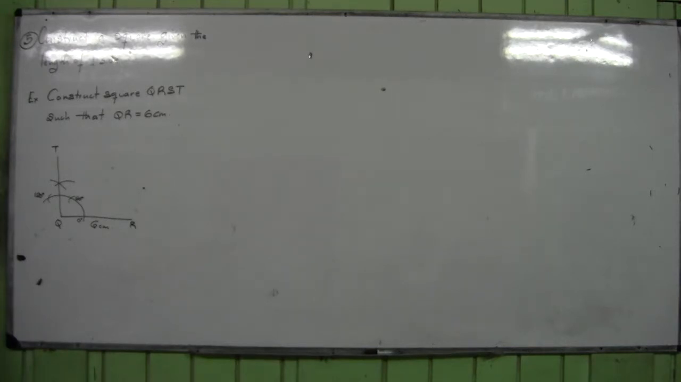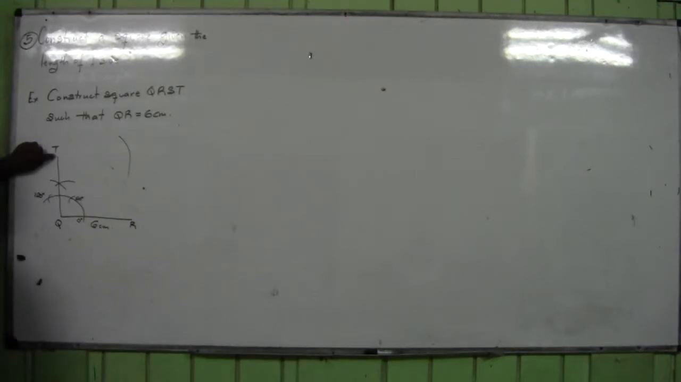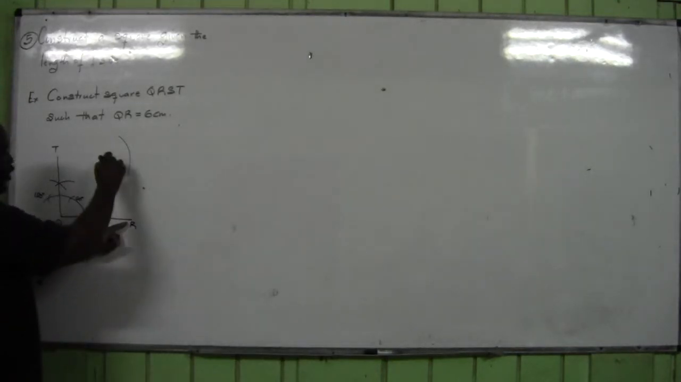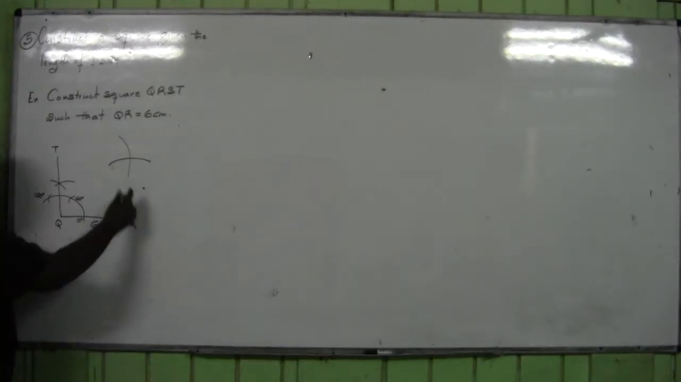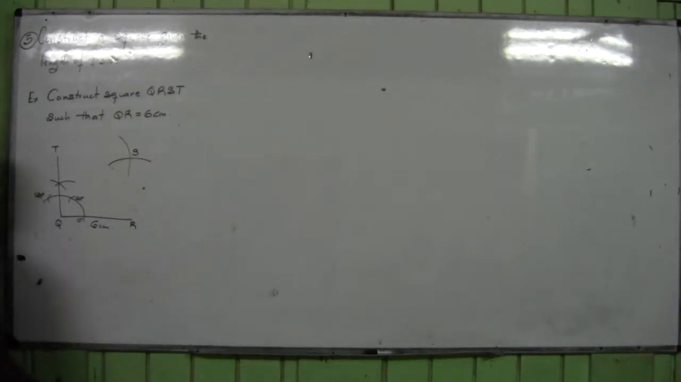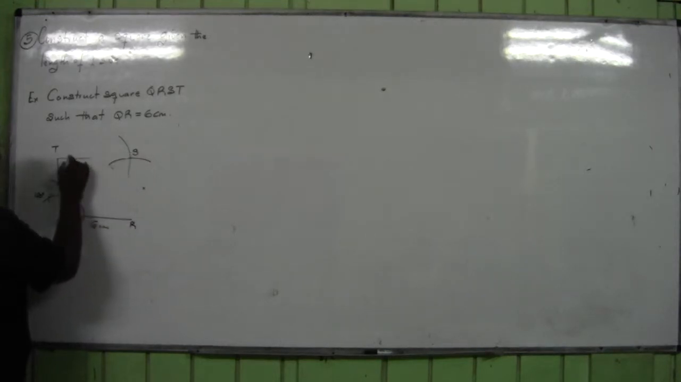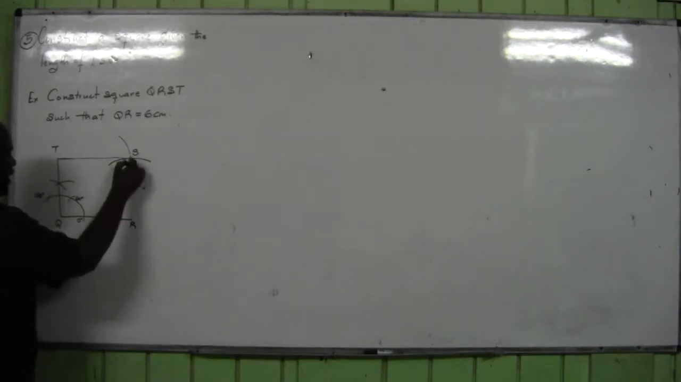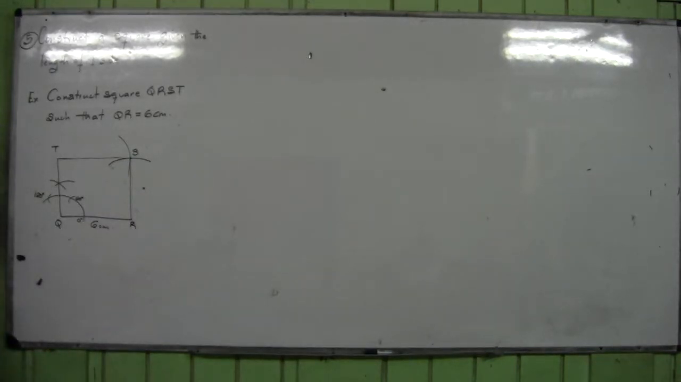Are you ready? What is the length of all the sides, all 4 sides? 6 centimeters. I would then open the compass to 6 centimeters. I would put it at T and I would scribe. Then I would put it at R and I would also scribe. Anywhere the 2 arcs intersect, this would be S. Then I would connect T to S and R to S, and I would have my square.